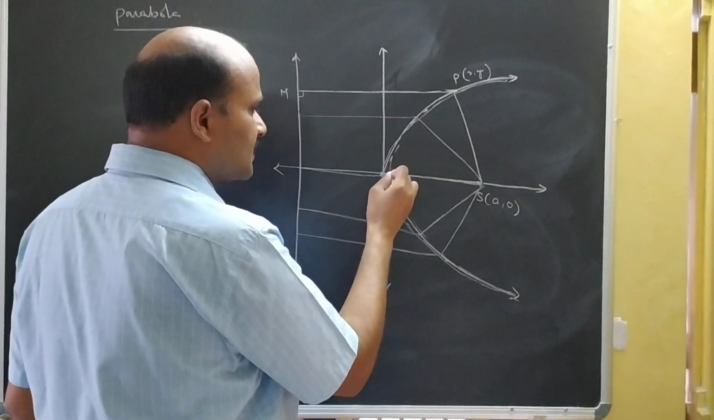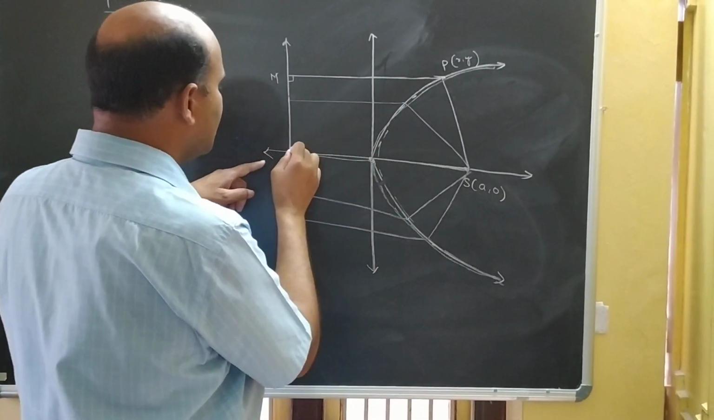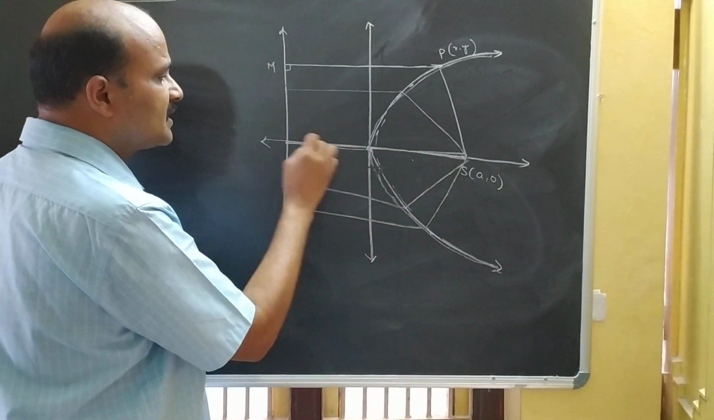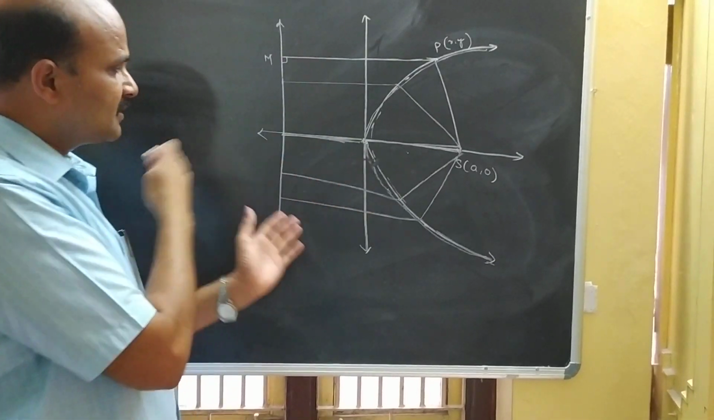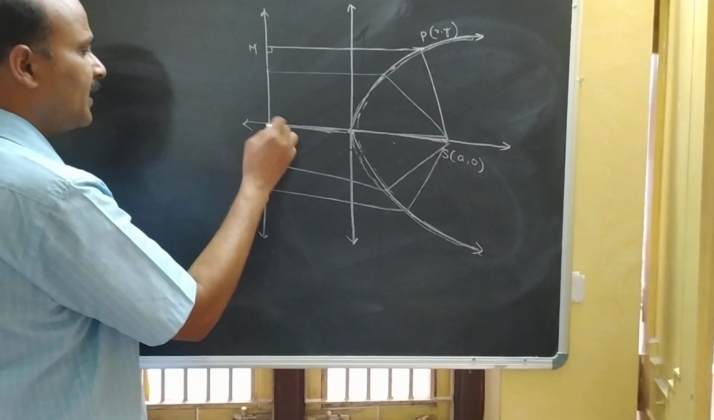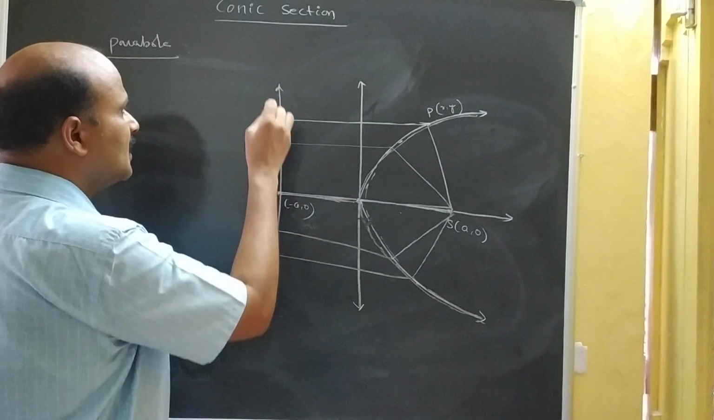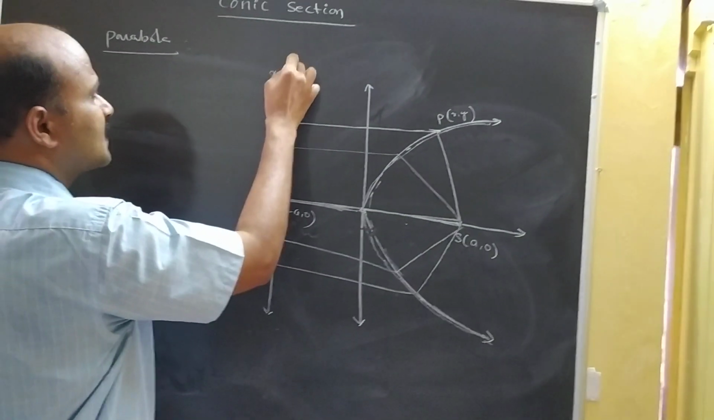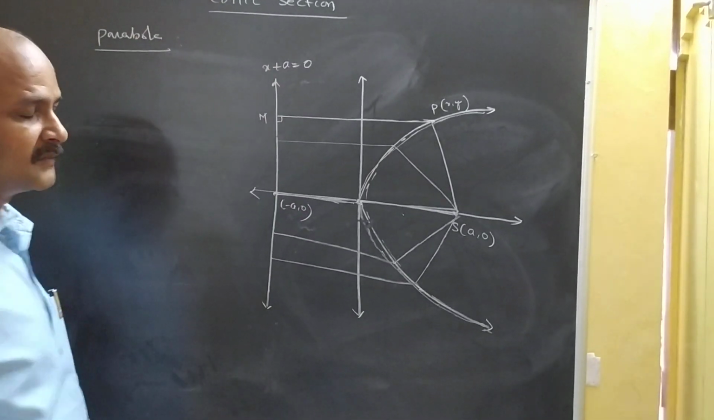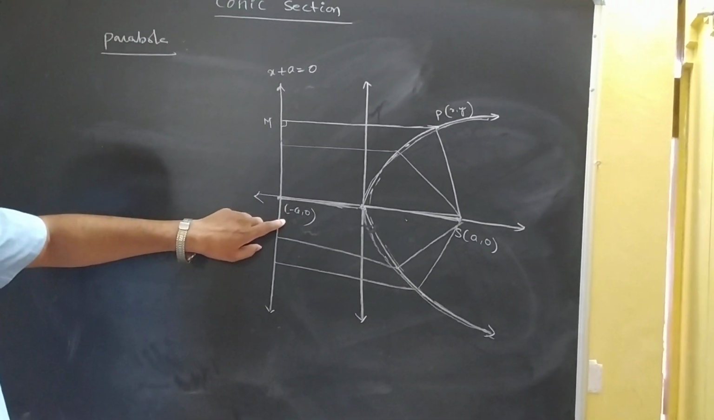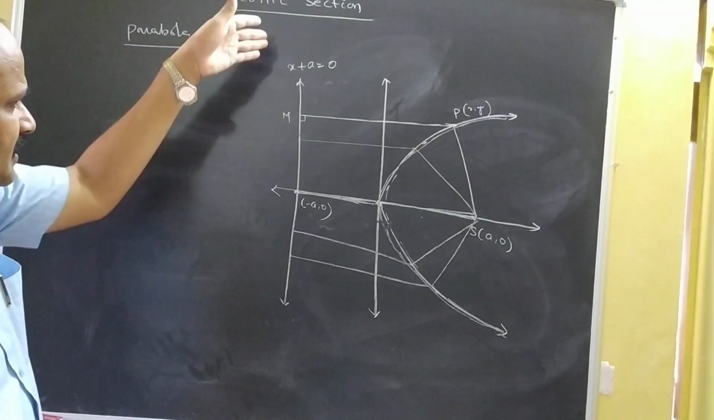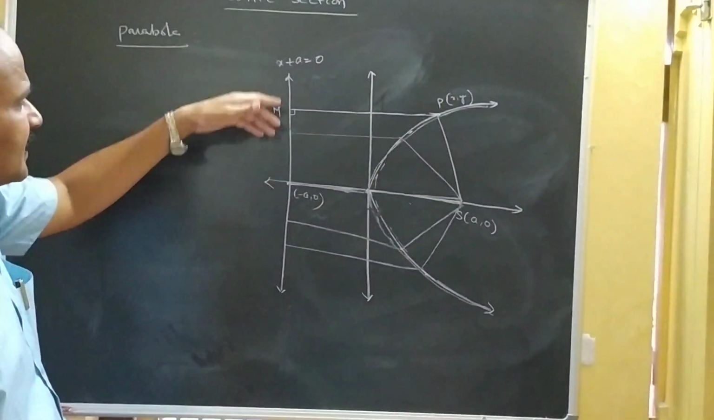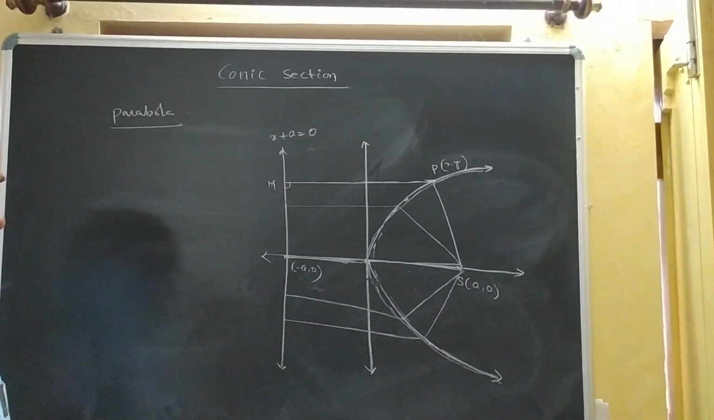Now, this point is also equidistant from this to this. Let us take this length as a units. This length is also a units, but in the opposite direction. So this point is (minus a, 0). The equation of this line is x is equal to minus a, that means x plus a is equal to 0. It is a line parallel to the y-axis and perpendicular to the x-axis.